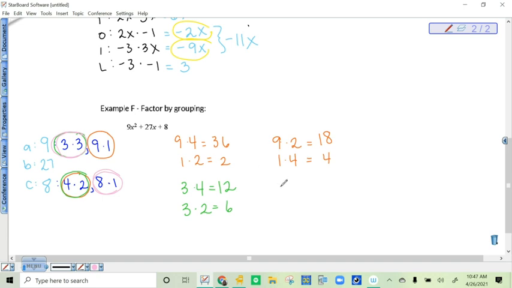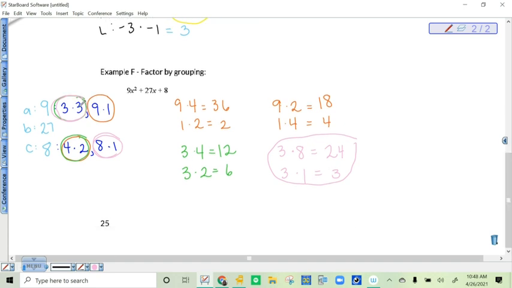So what's 3 times 8? 24. And what's 3 times 1? 3. Can I combine 24 and 3 to get to 27? Yeah, how? Just add them, 24 plus 3. Okay, so this is my winner. So I'm going to use these two factor pairs to build two binomials, right?